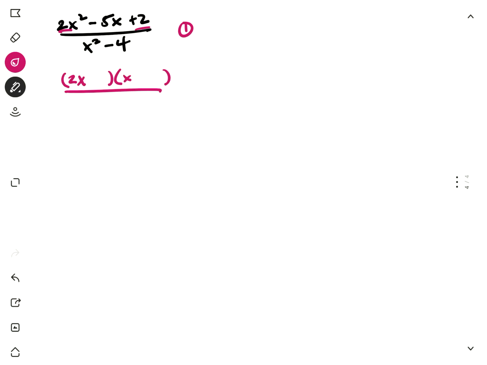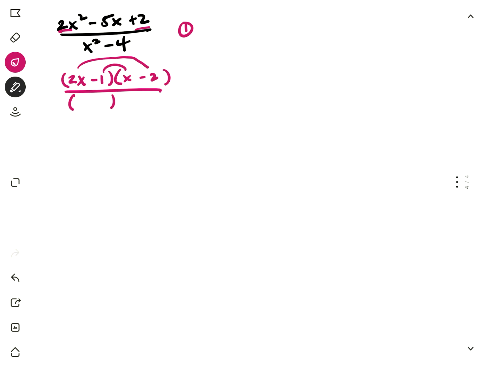So I need to make sure that I put my factors here. So negative 2 times our positive 2 is going to give us a negative 4 here. And then negative 1 times x is going to give us our negative 1 there. And that's how we get our negative 4 and negative 1 to add to get negative 5.